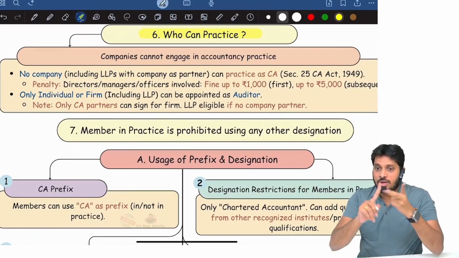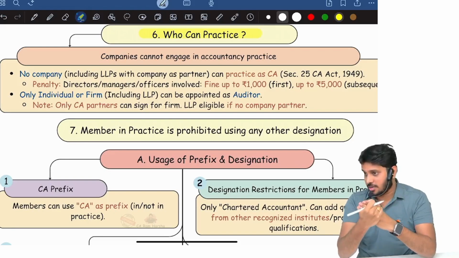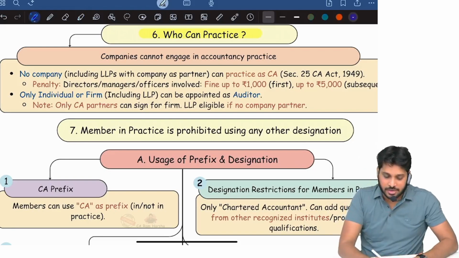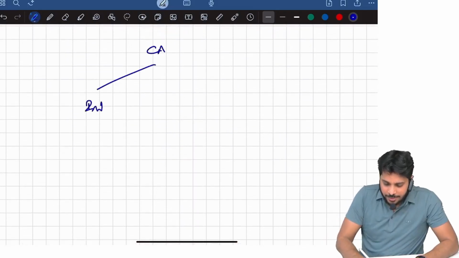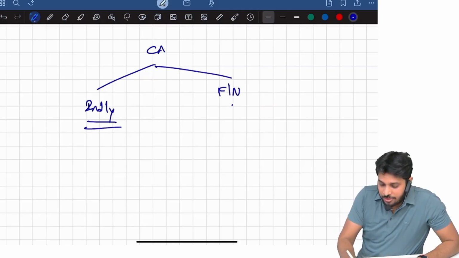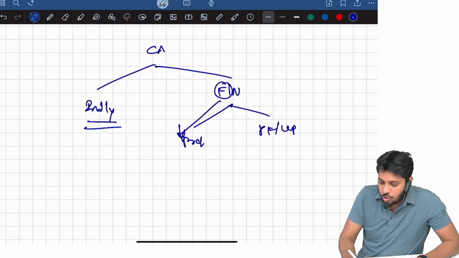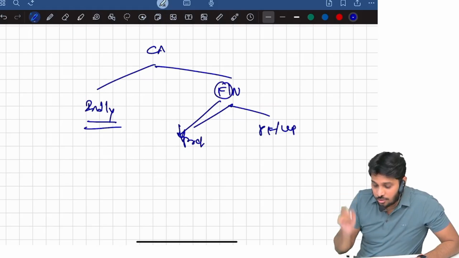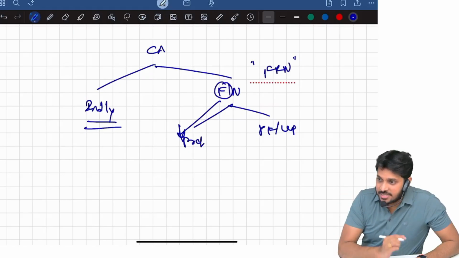Next, who can practice? Only an individual, an LLP, or a partnership firm. Only these three forms are permitted. For example, once you become a CA, you can practice individually without any firm name, or you can apply for a firm name. This firm can be a sole proprietary firm, or a partnership firm or LLP. Firm means it can be sole proprietary also. Remember that. Firm means you have a firm registration number.